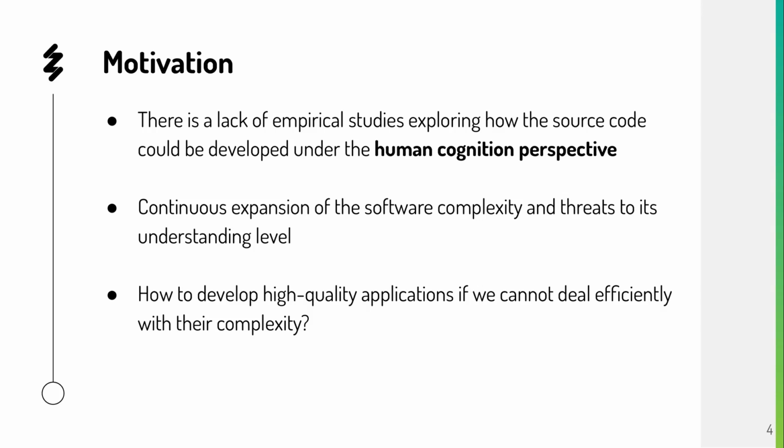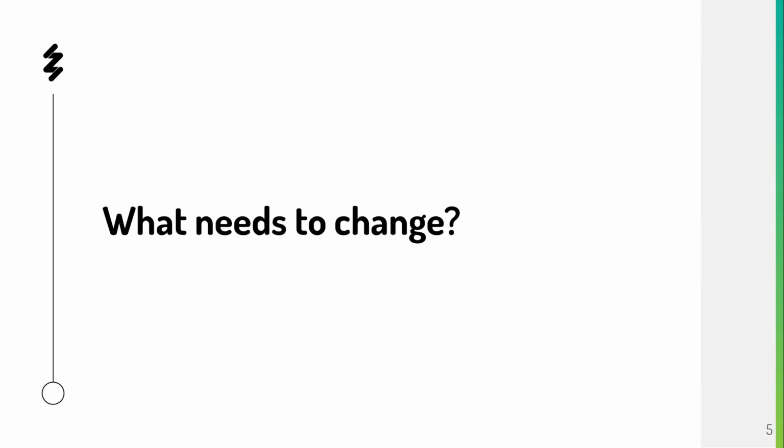The complexity surrounding software impacts its maintenance and evolution, but the understanding cannot follow in the same proportion of this continuous expansion. If understanding is very important for the software, how can we provide a high quality application if we cannot deal efficiently with its complexity? Considering such challenges, what needs to change in the way of producing software?